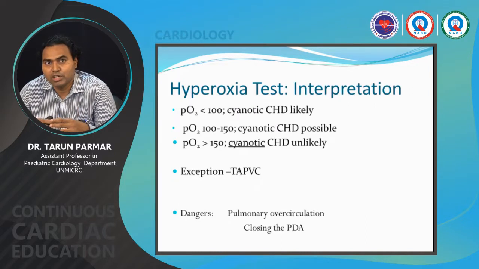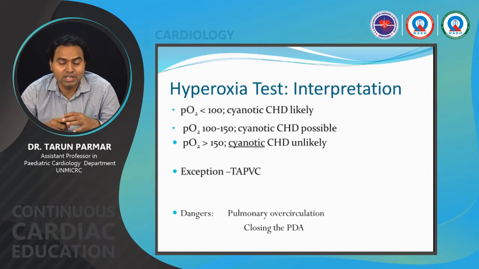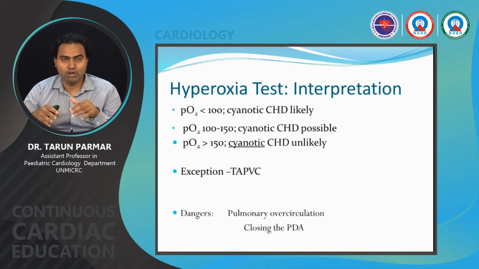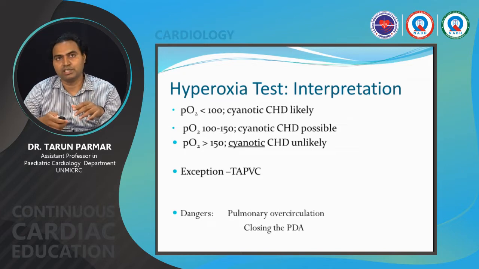So what will happen? If PO2 remains less than 100, then cyanotic CHD is likely. While if PO2 is 100 to 150, then cyanotic CHD is possible. But if PO2 is more than 150, then cyanotic CHD is unlikely. So we practically rule out cyanotic CHD by looking at the PO2. The exception is TAPVC, most commonly the infracardiac TAPVC. We'll see why this happens in the next few slides.